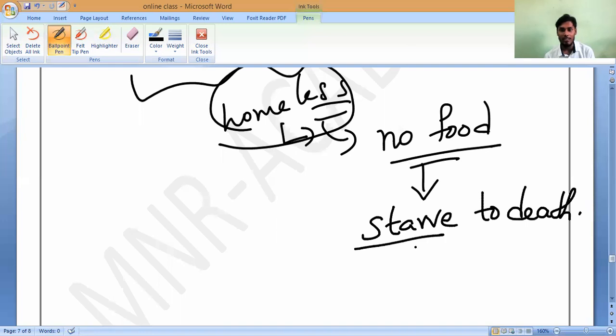Starving means no food, leading to death. It will lead to death. That is what starving means. You should remember this word. This is a biology word. Starve to death. No enough food.